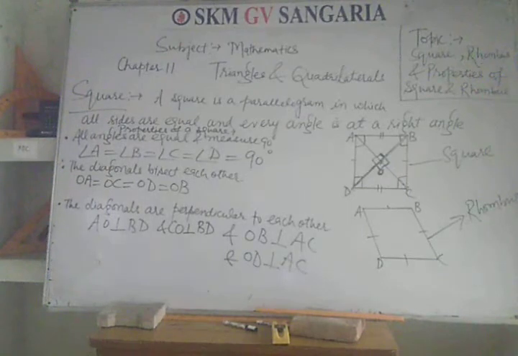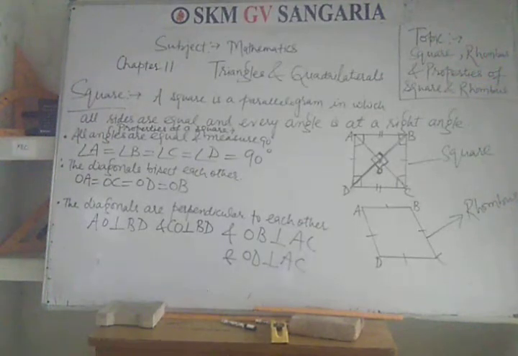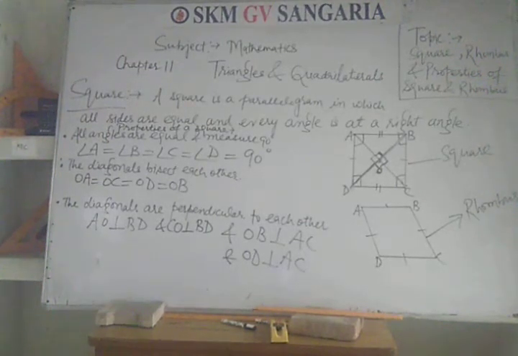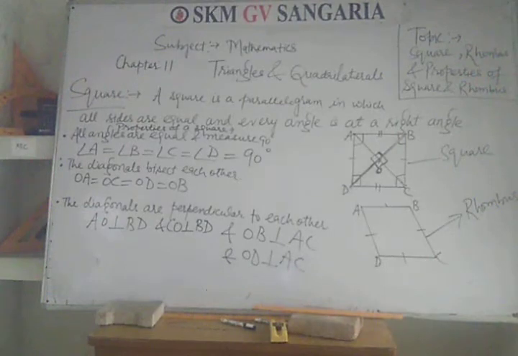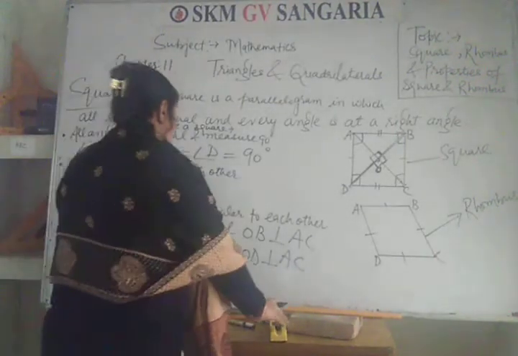All the sides are equal. Opposite sides are parallel. And then we will discuss the properties of a rhombus. Okay, so we can say a rhombus is a parallelogram.